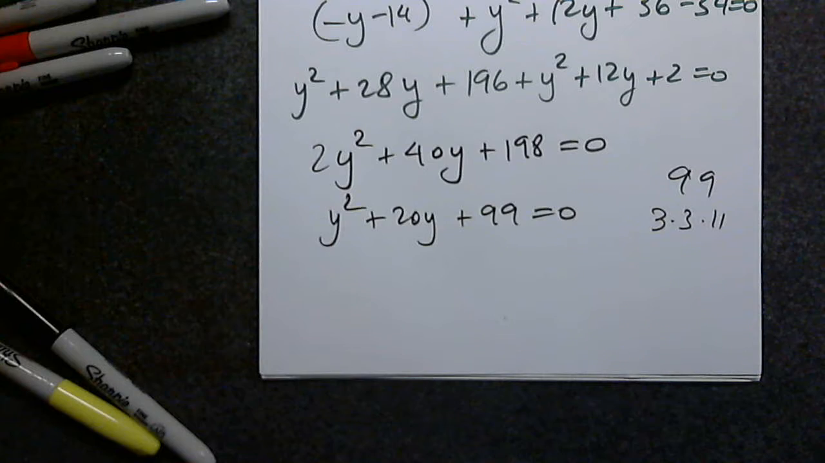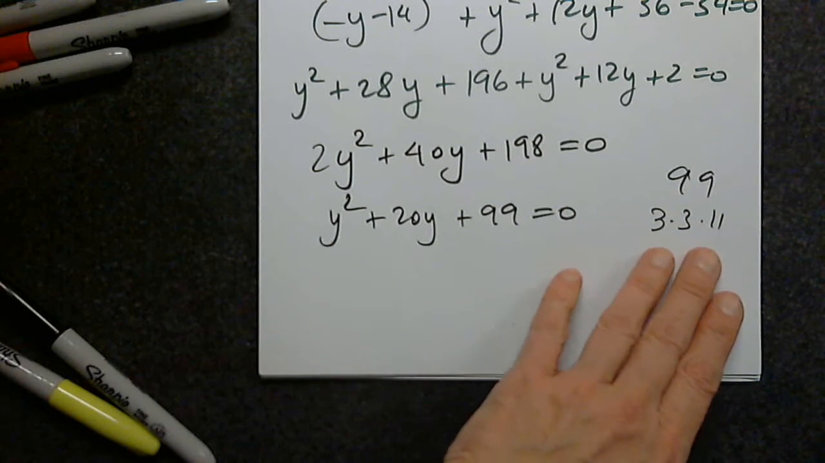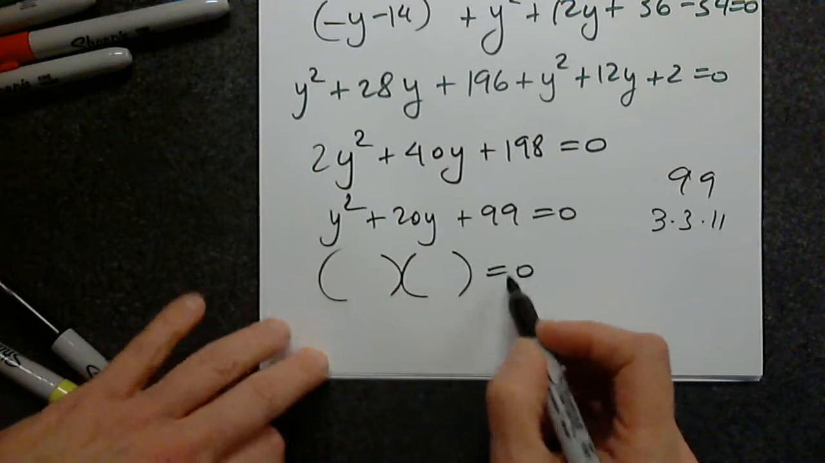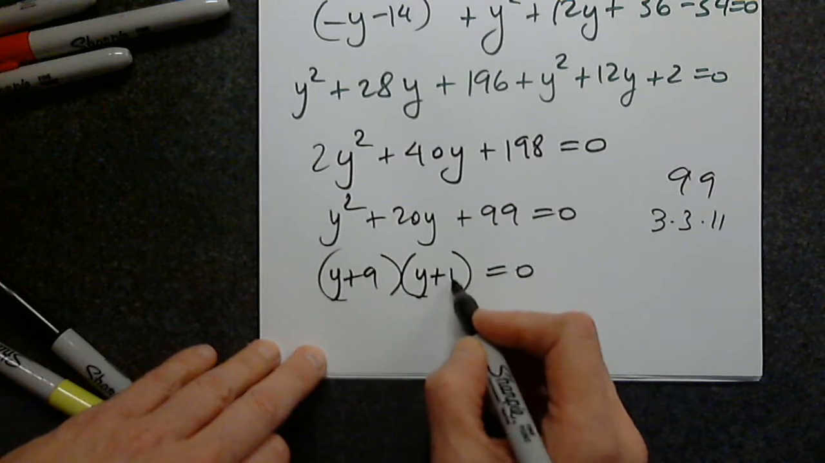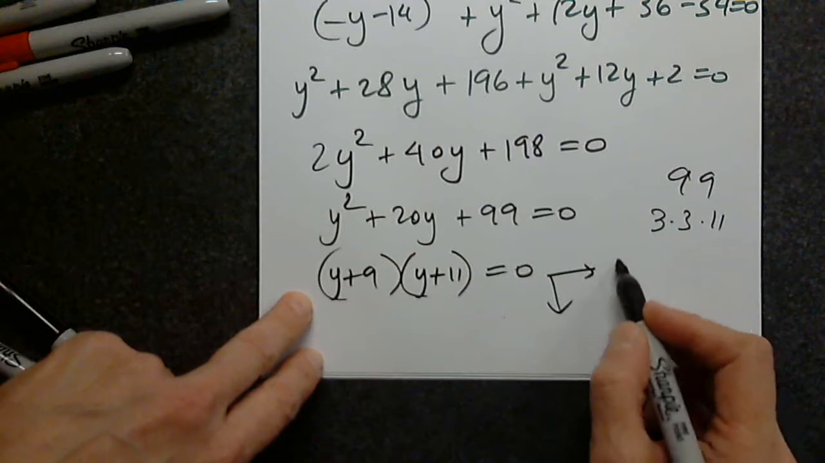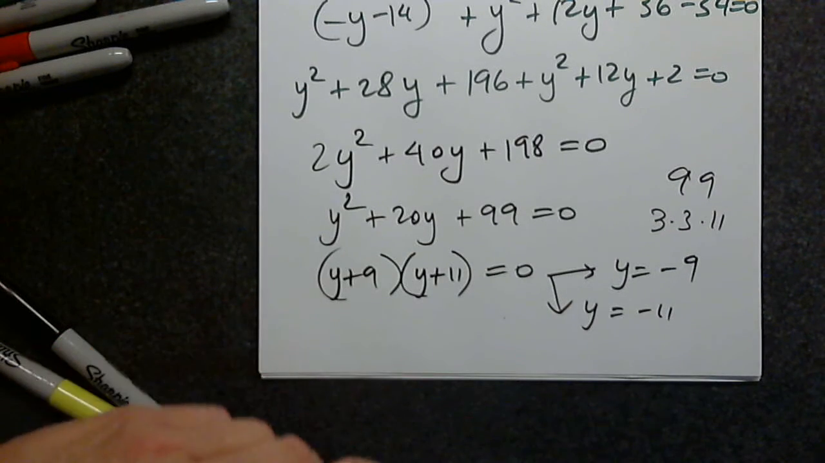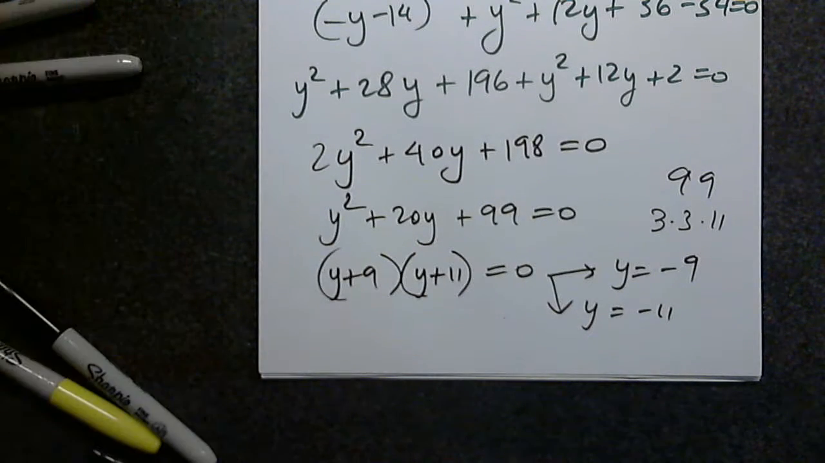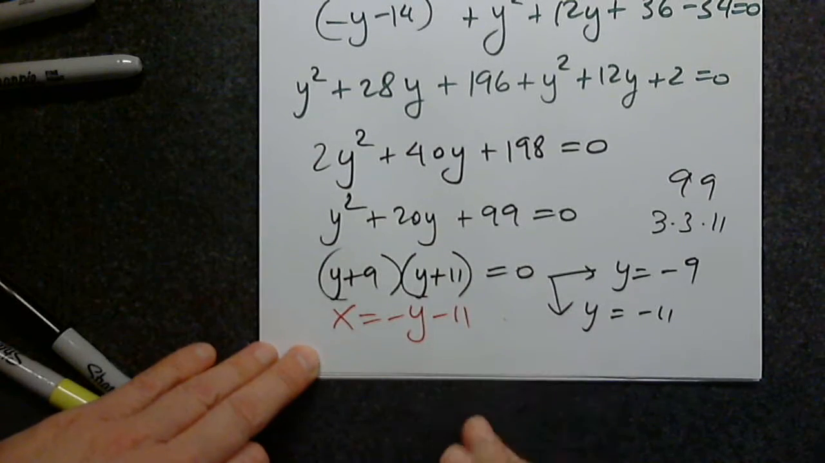So I want the product of 99 and the sum of 20. Can I get a sum of 20 from here? Yes, y plus 9, y plus 11. So then we have two options, y equals negative 9 and y equals negative 11. It's good, but it's not good enough because I haven't determined x. But I know that x equals negative y minus 11.